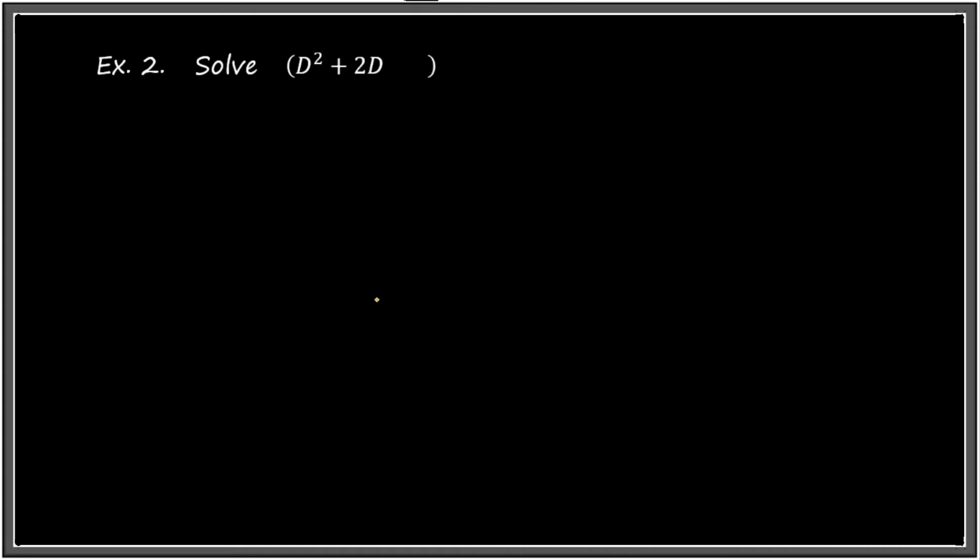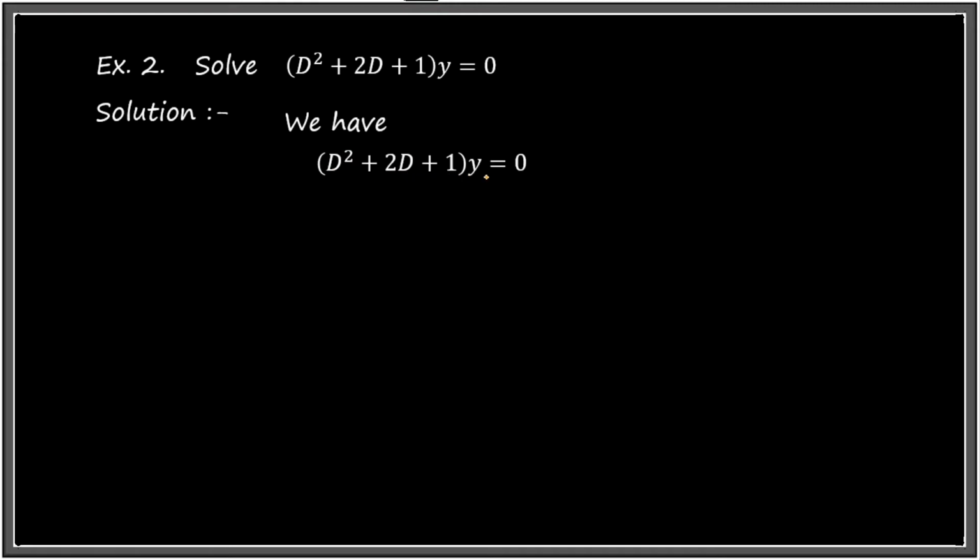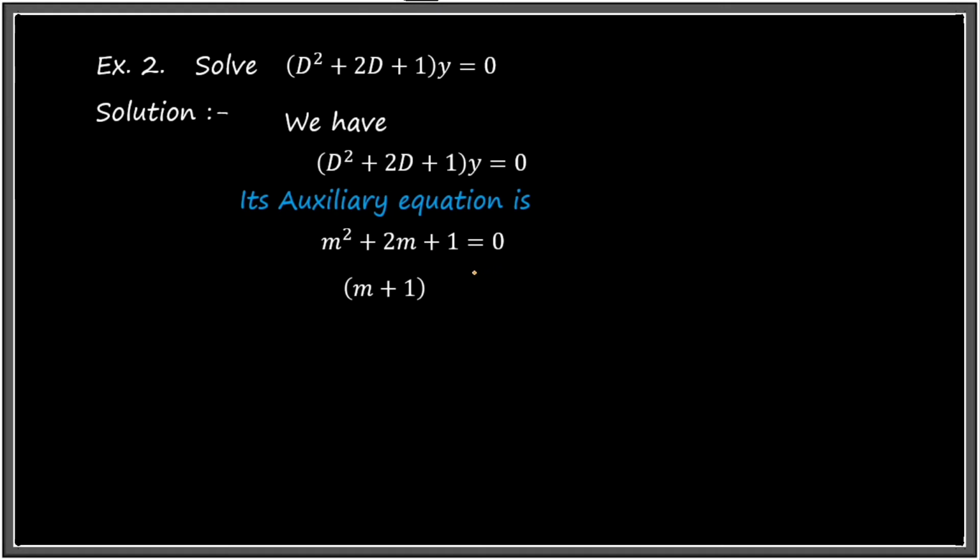Example: solve (D² + 2D + 1)y = 0. The solution: we have (D² + 2D + 1)y = 0. Its auxiliary equation is m² + 2m + 1 = 0. Therefore, the factors are (m + 1)(m + 1), that is (m + 1) whole square. So the roots are m = -1 and -1.